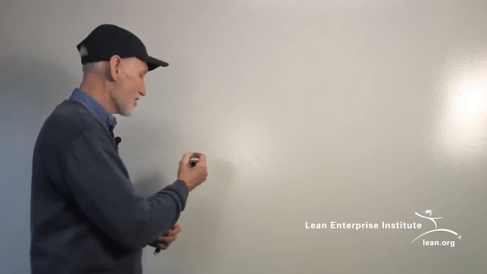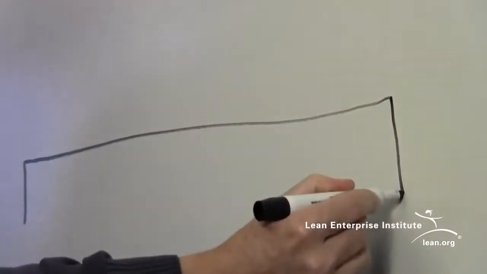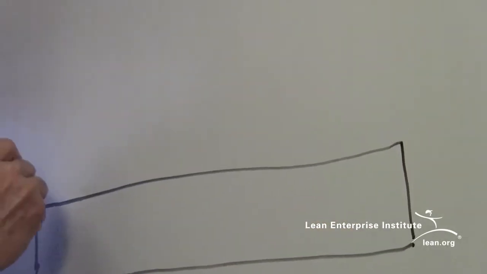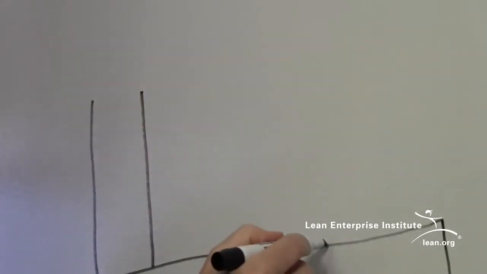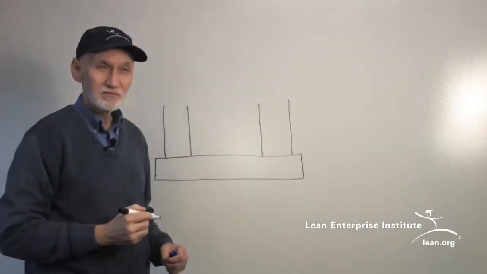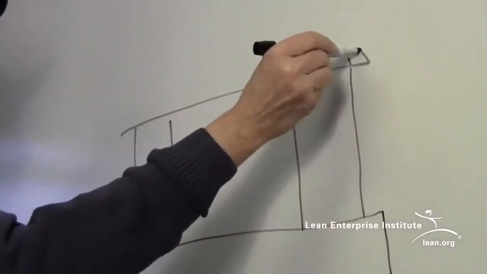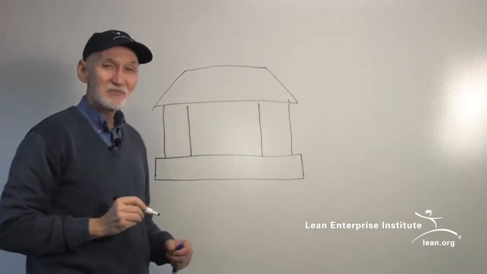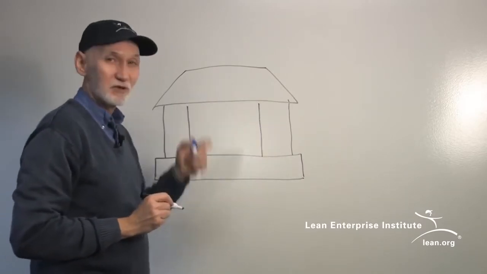And for any house, I think you begin by building, you have a foundation. And this house is going to then have two pillars, like so, that support a roof. So that should look something like a house. I'm not the greatest artist, but a foundation, two pillars, and a roof.